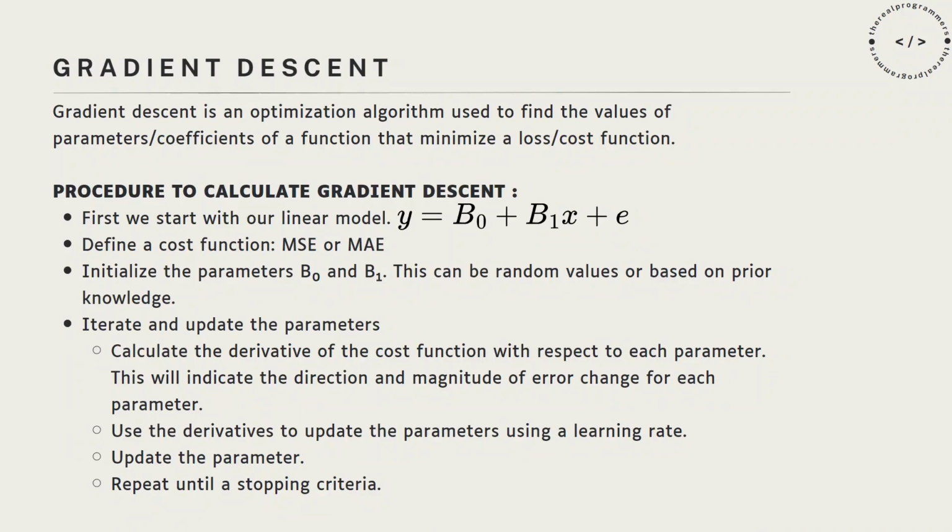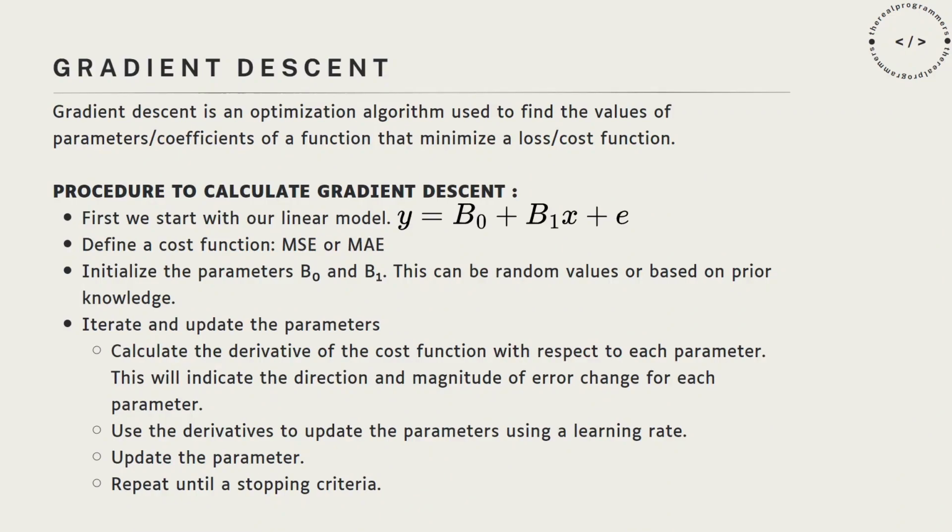For each iteration, we calculate the derivative of the cost function with respect to each parameter b0 and b1, and these derivatives indicate the direction and magnitude of error change for each parameter. We use this derivative to update the parameters using a learning rate. The learning rate controls how large the steps are in the direction of the gradient. Then we update the parameters according to the formula: parameter is equal to parameter minus learning rate multiplied by the derivative with respect to the parameter.